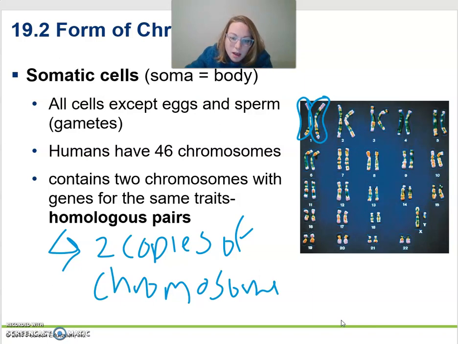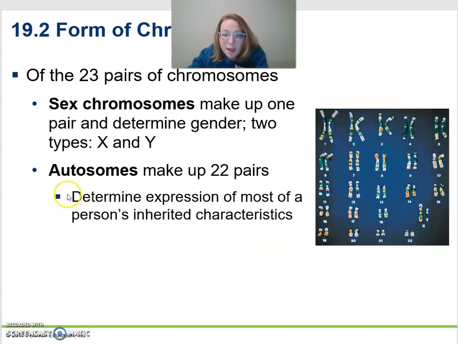Okay. So we've got 23 pairs, homologous pairs. And so 22 of those pairs are our regular functioning body cells' chromosomes, those are the autosomes. And then that 23rd pair is the sex chromosomes, which indicate genetic sex. So XY male, XX female. There are a couple of interesting non-disjunctions there, though.